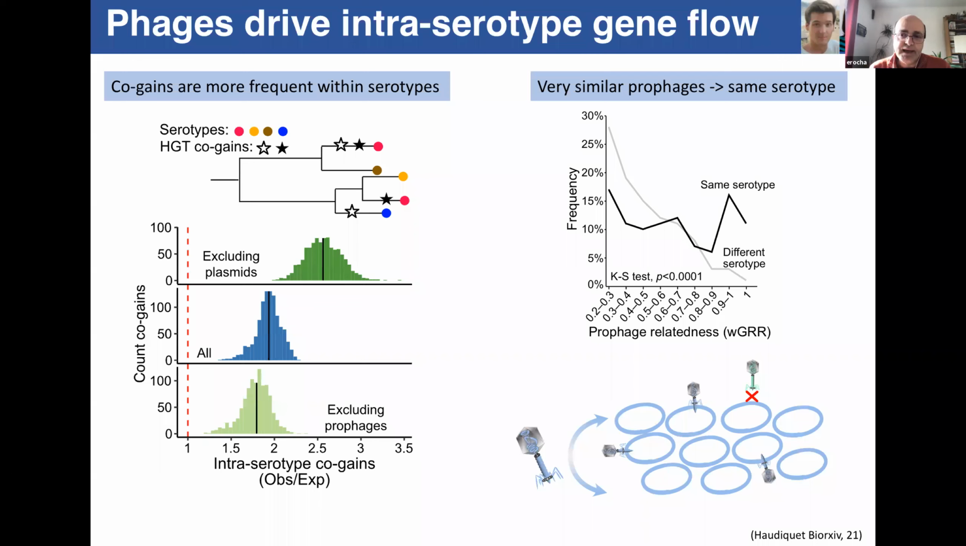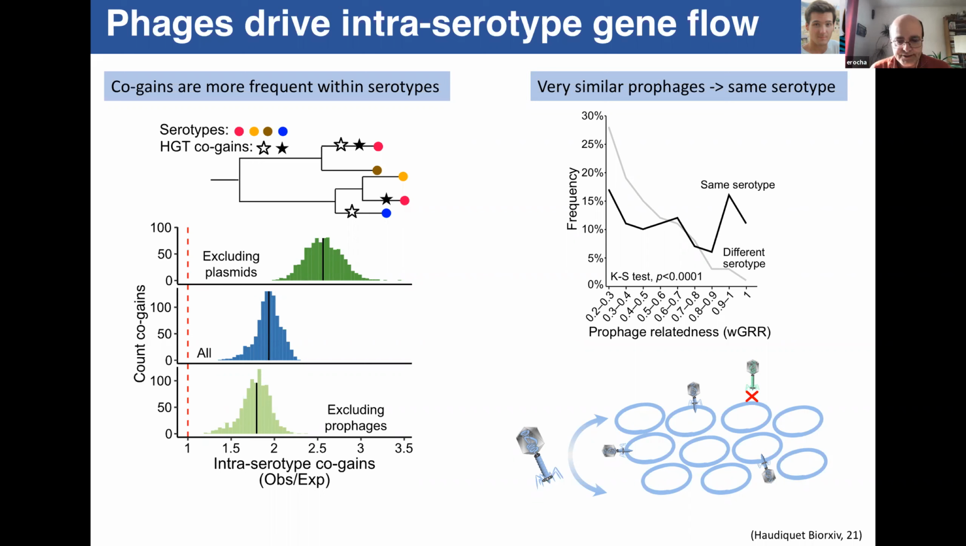When you exclude the plasmids, so some of the elements that are involved in conjugation, you see that the bias increases even more. That is, gene flow becomes even more serotype specific. When you exclude prophages, part of the elements that are going to be driven by horizontal gene transfer driven by phages, well, when you exclude prophages, the bias decreases. So somehow this suggests that phages are driving this intraserotype gene flow.